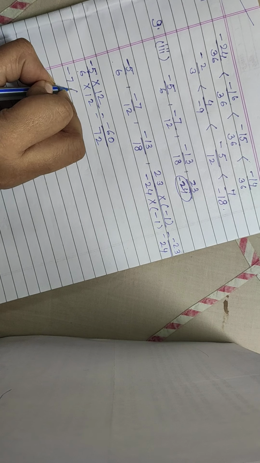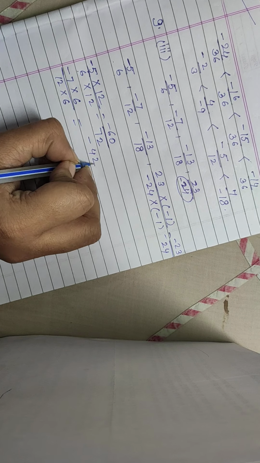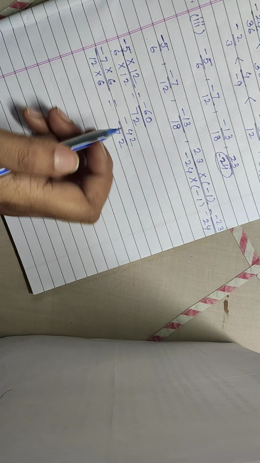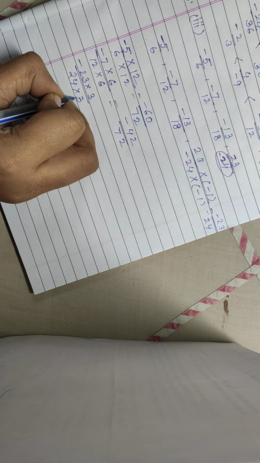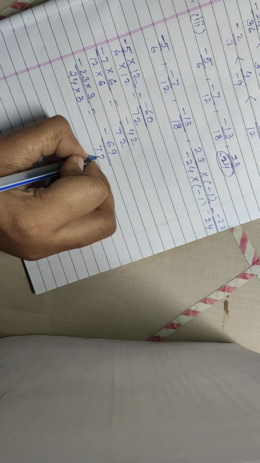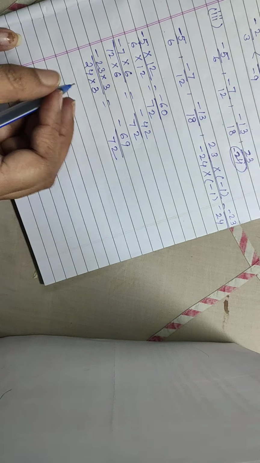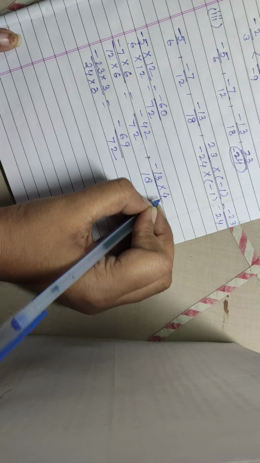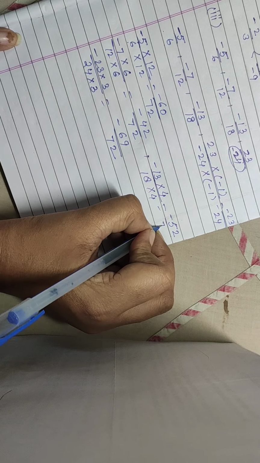Then minus 7 into 6 upon 12 into 6 is equal to minus 42 by 72. Then minus 23 multiply by 3 by 24 into 3 is equal to minus 69 by 72. Same we have to do. One thing I skipped, I think. Minus 13 by 18 multiply by 4, multiply by 4 is equal to minus 52 by 72.